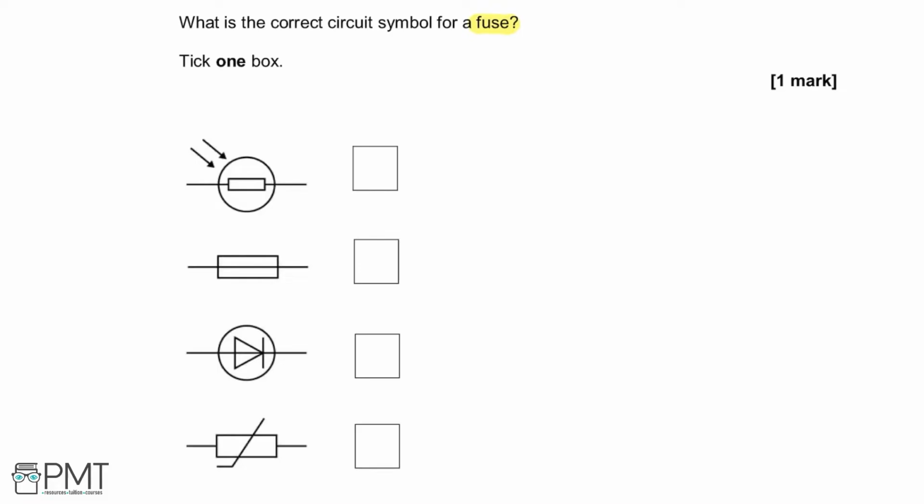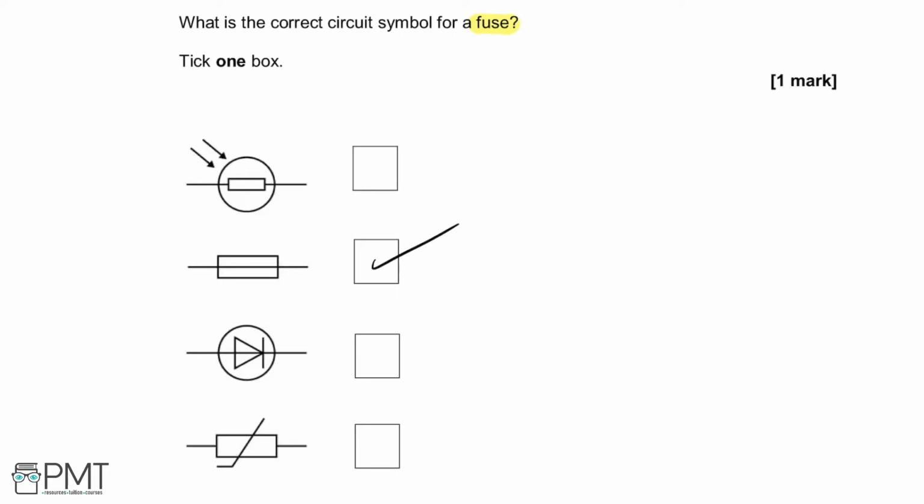A fuse is a safety feature of a circuit that is designed to break or blow above a certain current. And as I said, it's a safety feature. It's just designed so that nothing overheats. So the correct circuit symbol for a fuse is the second option here.